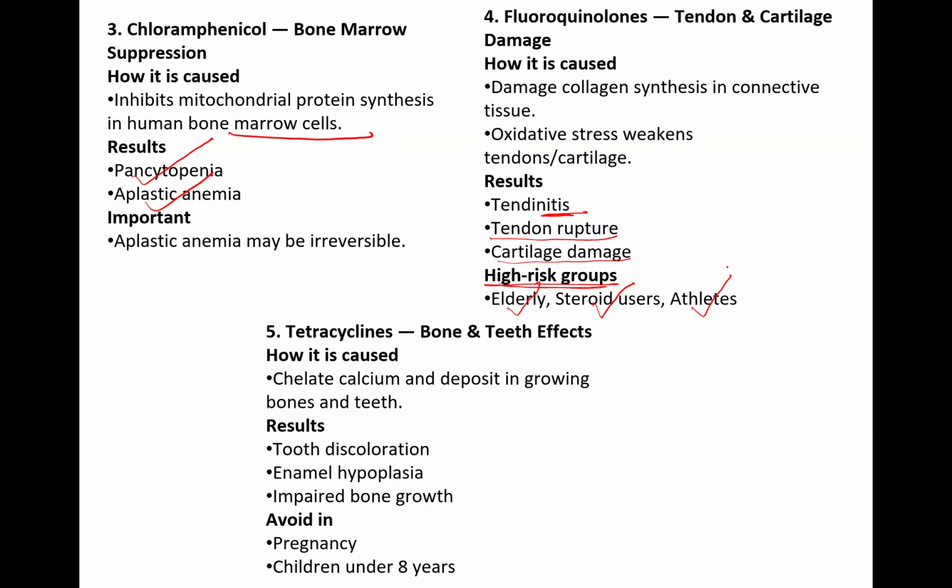Next is tetracyclines. Tetracyclines affect bone and teeth because they both have calcium. They chelate the calcium and deposit in growing bones and teeth. The chelated calcium can result in tooth discoloration, enamel hypoplasia, and impaired bone growth. So they should be avoided in pregnancy and also in children under 8 years because they can affect the development of bones and teeth.